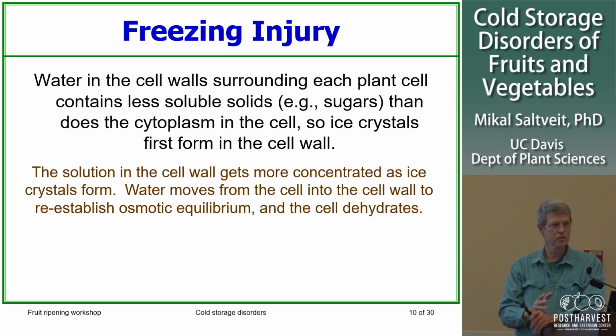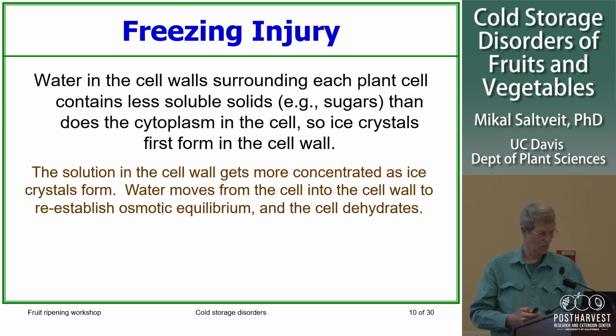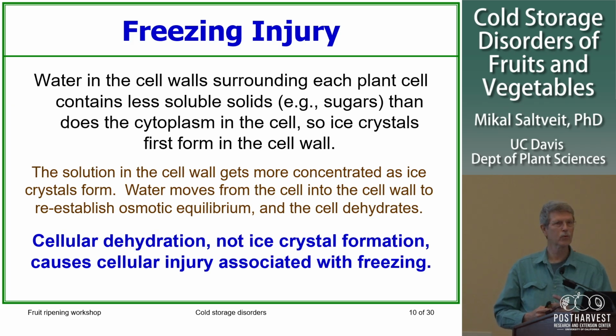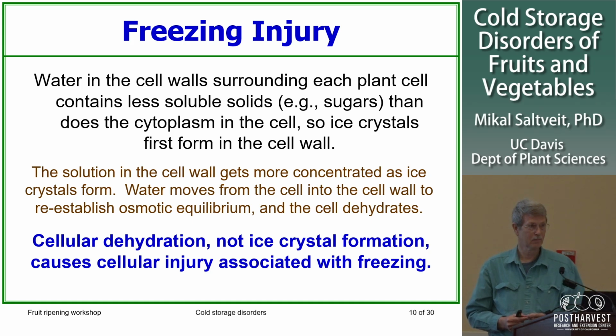The ice crystals cause the water in the cell wall to become more concentrated because they're removing pure water in the crystals. The cell wall contains a more concentrated solution. The water then is drawn out of the cells to the cell wall. This causes plasmolysis or dehydration of the cell. So cellular dehydration, not ice crystal formation, causes freezing injury.